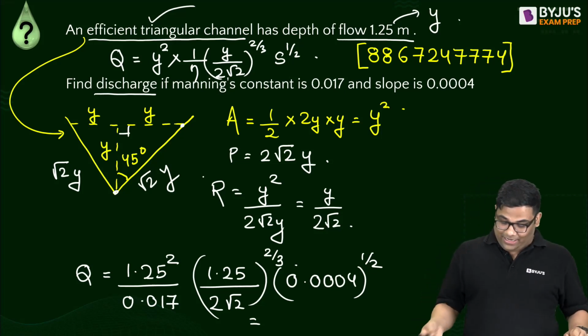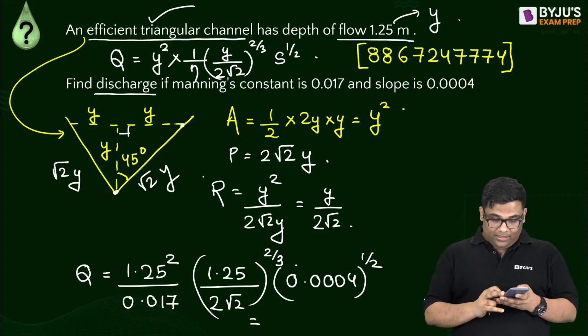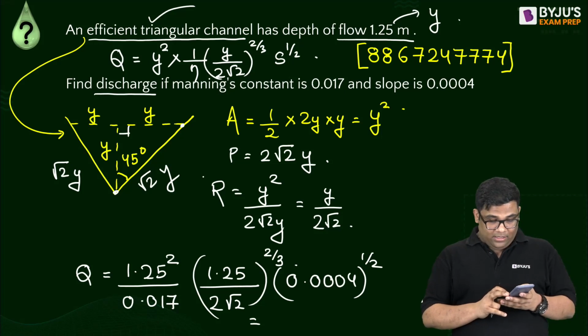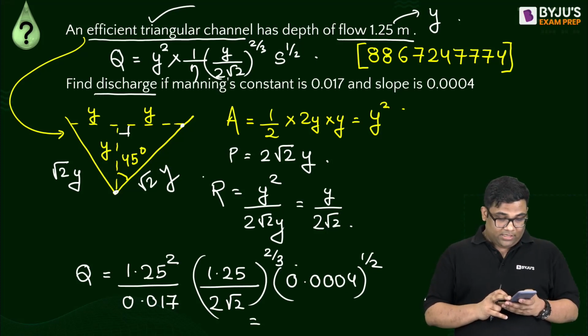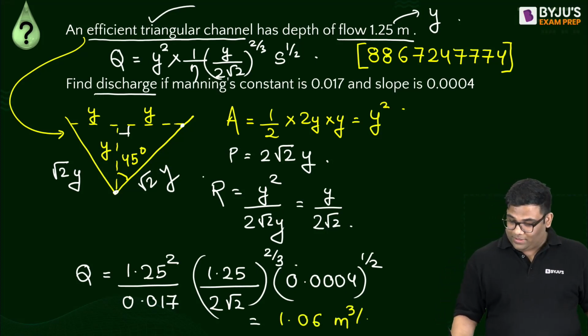Okay, nice. Let us solve this question. I'll solve 1.25 square divided by 0.017. Then I will do this calculation: 1.25 divided by 2 root 2, then take the power 0.67, then multiply by 1.25 square, then divide by 0.017. Then I'll multiply by the square root of 0.004. I'm getting a discharge of 1.06 meter cube per second.